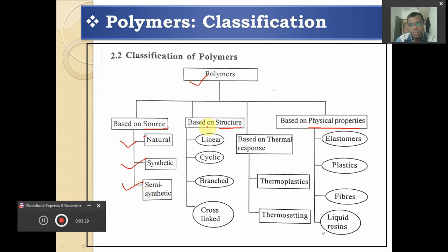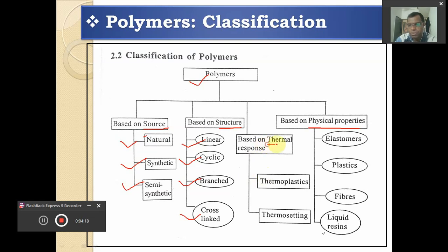Again, dear friends, if we look at the classification of polymers based upon the structure of the polymer, we can classify the polymers as linear polymer, second, cyclic polymer, third, branched polymer, and the fourth type based upon the structure is called cross-linked polymer. The word in itself indicates what the structure is, whether linear, cyclic, branched, or cross-linked. Based upon the structure, these polymers are classified with respect to their names like linear, cyclic, and branched, as well as cross-linked polymer.